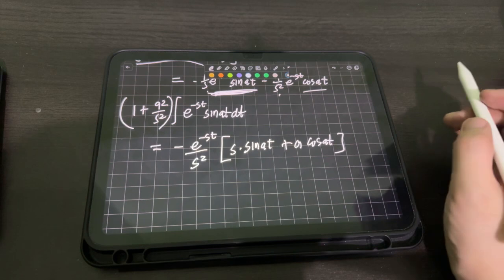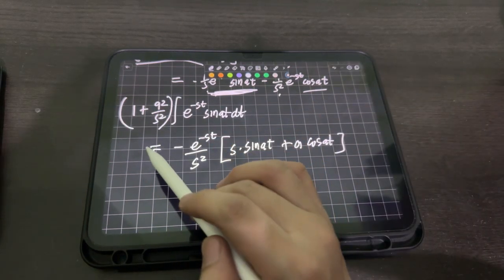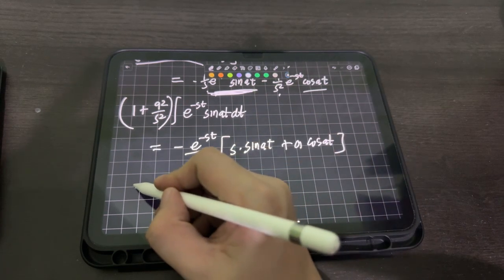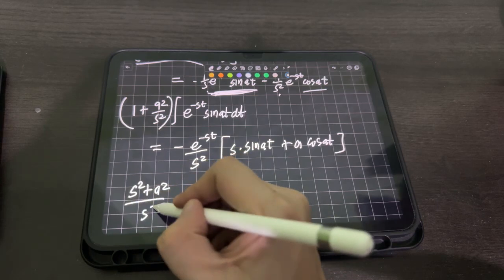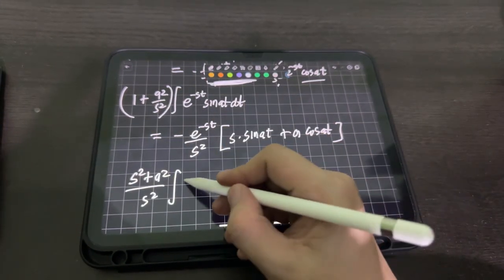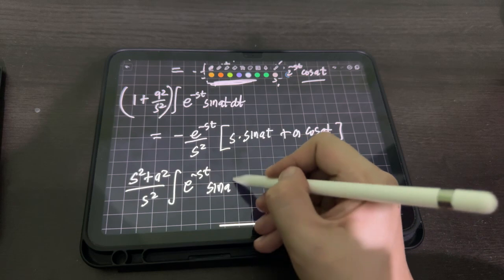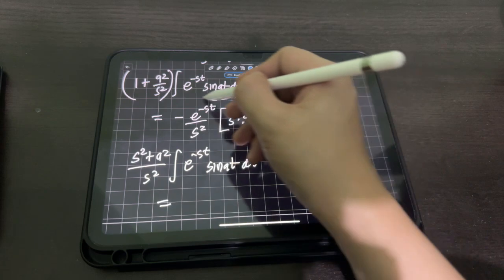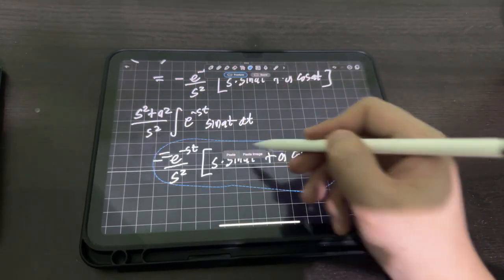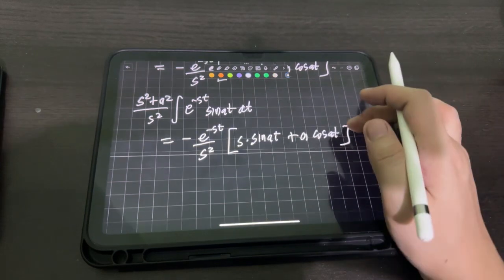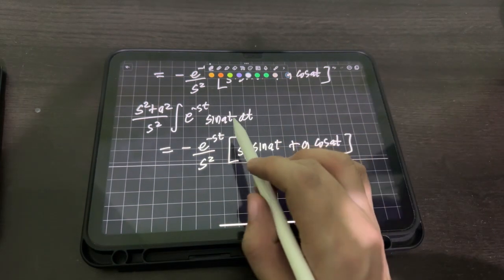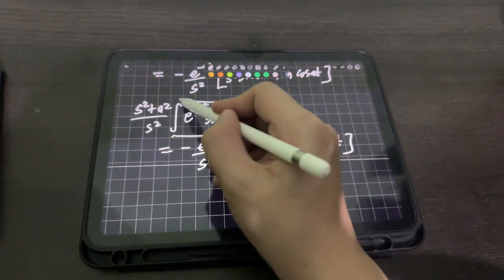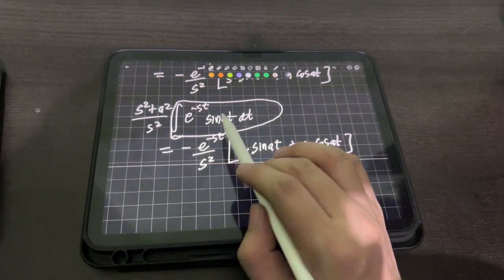Okay? Now, let's combine 1 plus a squared over s squared. So, this is equal to s squared plus a squared over s squared, right? Then, integral of e to the negative st sine at dt. So, equal to, again, let's copy the expression on the right side, this one. Okay. But what we actually want to find is not this expression, but just this integral of e to the negative st sine at dt.